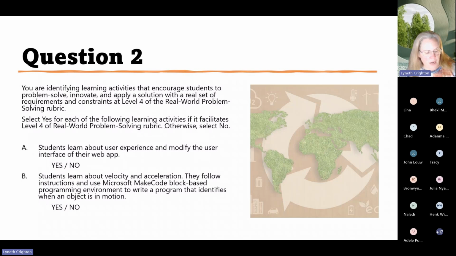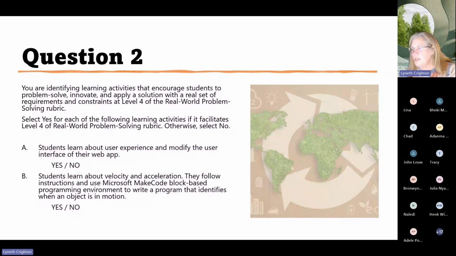So then in each of these options, is it a level 4, which remember is the top? So it's got to have an audience and be innovation and almost be implemented. So they use user experience and they modify the interface of their web app. And if they follow instructions, use MakeCode, block-based programming, and write a program that identifies that an object is in motion.